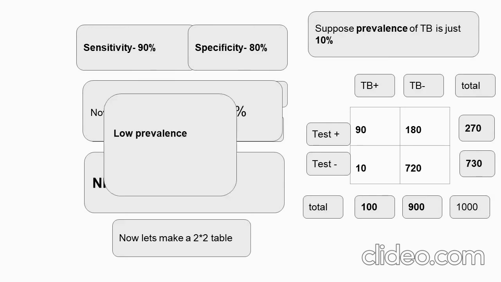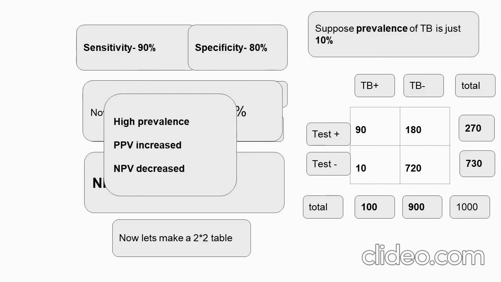If disease prevalence is low, PPV decreases and NPV increases. That is, the test will be better in ruling out the disease when it comes negative. Similarly, if the disease prevalence is high, PPV increases and NPV decreases. That is, the test will be better in confirming the disease when it becomes positive.